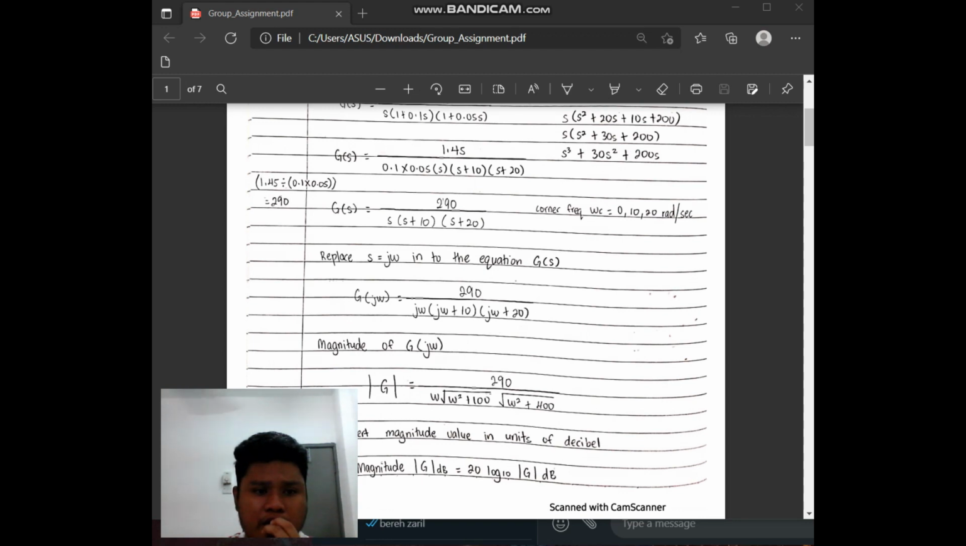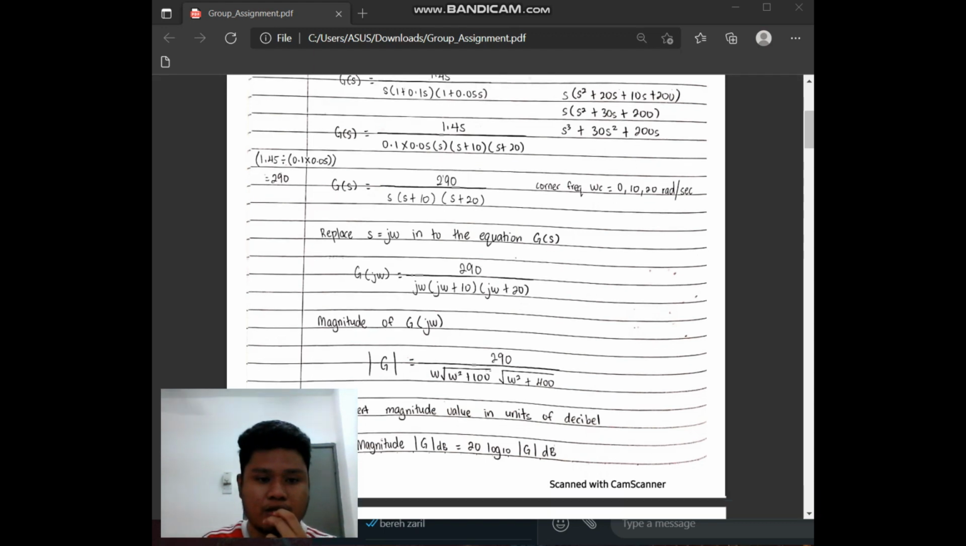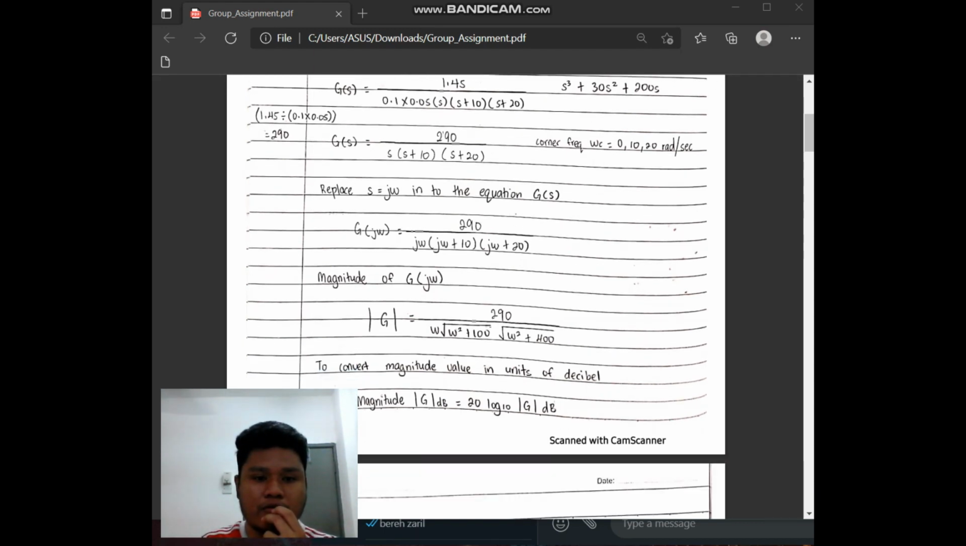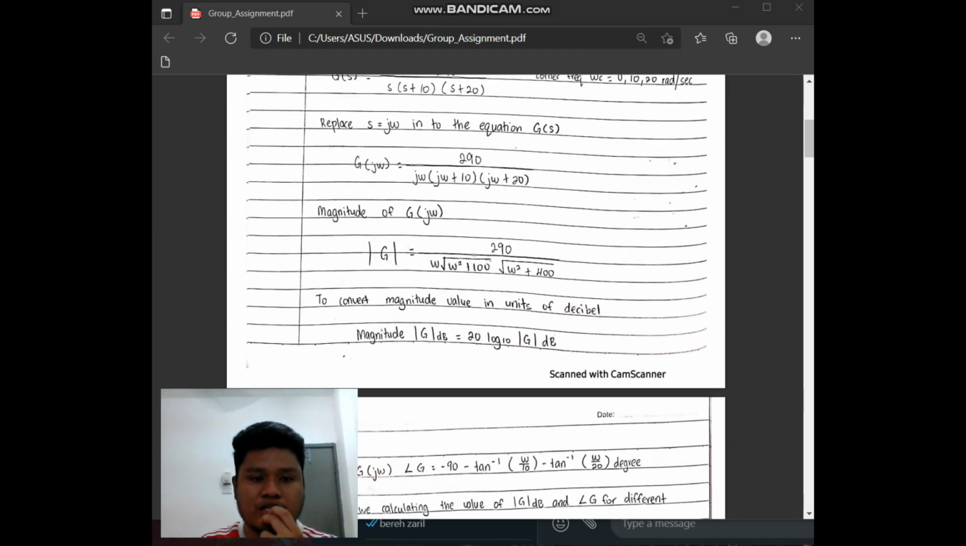To get the 290, we take 1.45 divided by the multiplication of 0.1 and 0.05. So we get 290 over s(s + 10)(s + 20). Next, we replace the s with j omega in the equation. So we will get 290 over j omega (j omega + 10)(j omega + 20).